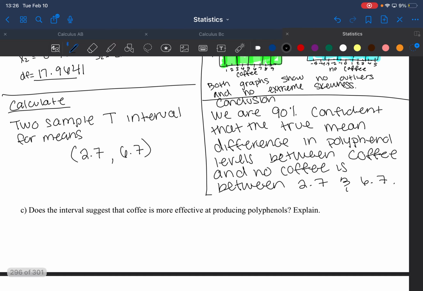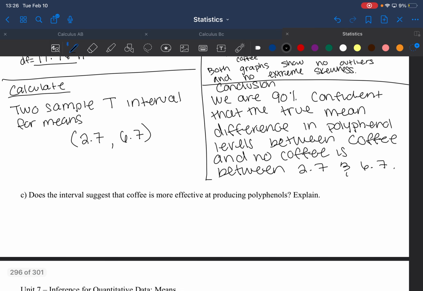The last part here, part C, says, does the interval suggest that coffee is more effective at producing polyphenols? So this goes back to our lab yesterday where I told you guys if our interval contains 0, what did we say? There's not conclusive evidence. Good, there was not a significant difference, which means we don't have any convincing evidence for it. So if we look at our confidence interval, does our interval contain 0? So what does that tell us? Good, that there is a significant difference.